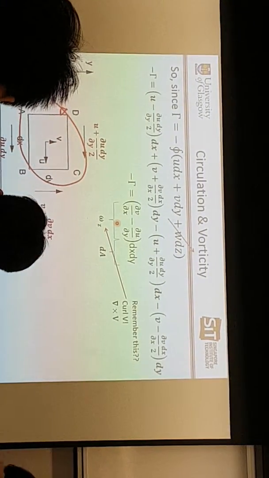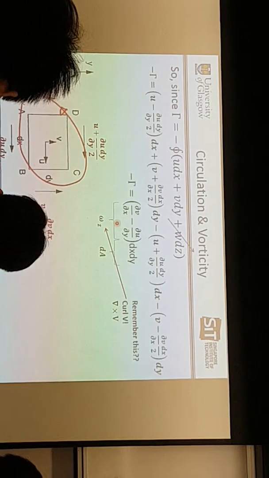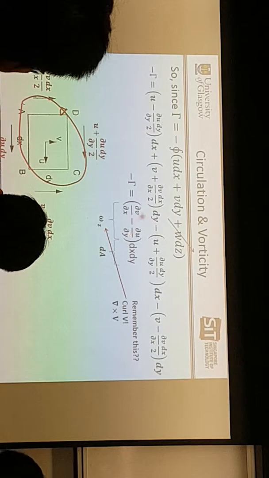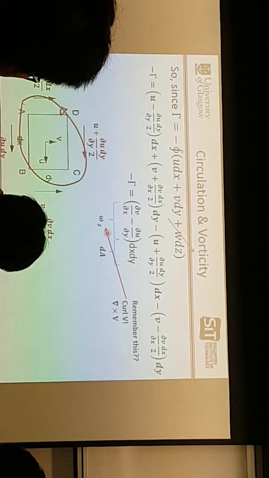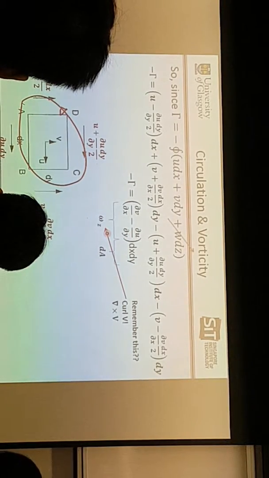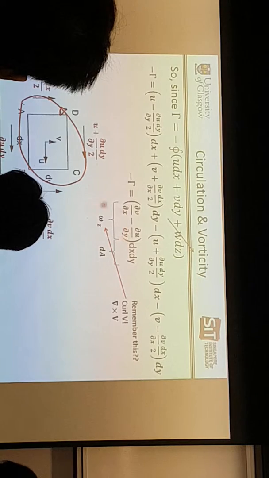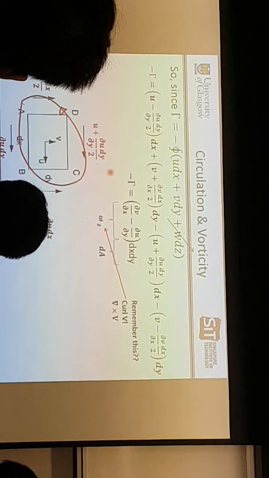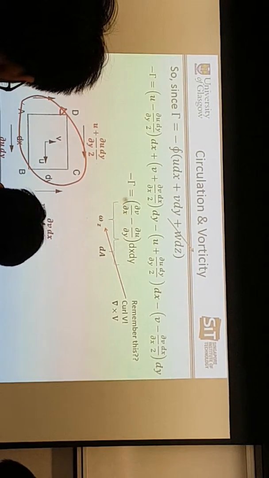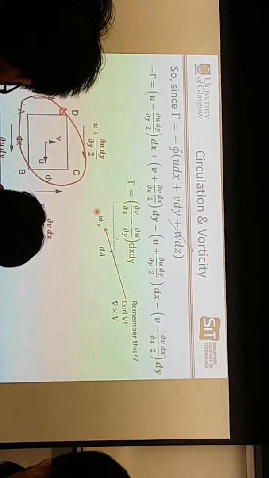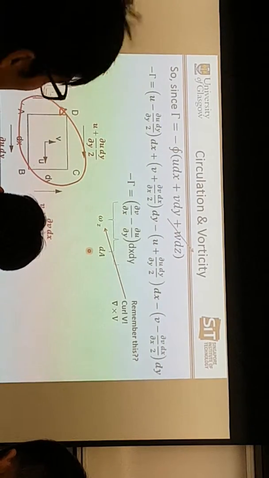So why is this important? This is important because I actually now have a different definition for my circulation. Just now, the definition for circulation is what? The velocity times the length scale, you do a closed integral. Now, what is this equation telling me? Circulation can also be equal to the normal component of my vorticity or my angular velocity multiplied by the area that I'm looking for.